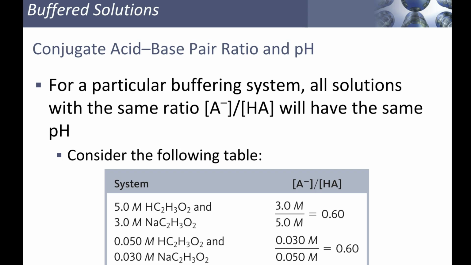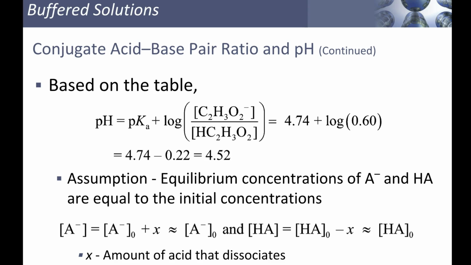All right, so for a buffering system, if you have the same ratio of A minus to HA, regardless of what the concentration is, the ratio is the same, then you expect your pH to be the same. The pH depends on the ratio. That makes sense if you're dealing with the same thing, because they all have the same Ka. And according to Henderson-Hasselbalch, pH is pKa plus the log of A minus over HA, base over acid. You need to know who he is.